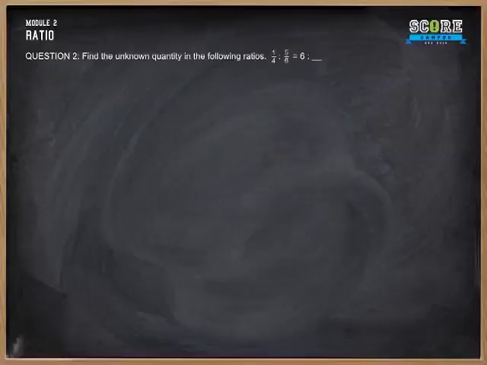Question 2, students, find the unknown quantity in the following ratios. 1/4 is to 5 over 6 equals to 6 is to dash. Now this question may look difficult at first sight, but it's really quite simple. You just have to do exactly what you did in question 1. And then we will play around with units a little bit and we can understand this a lot better.